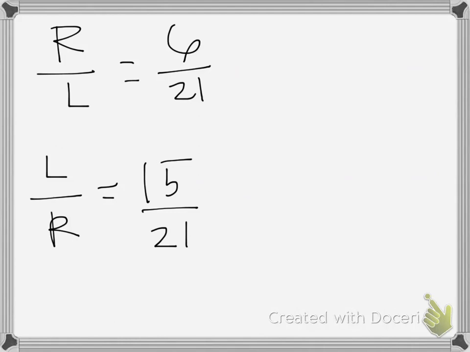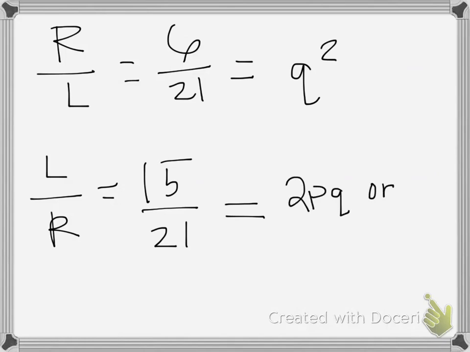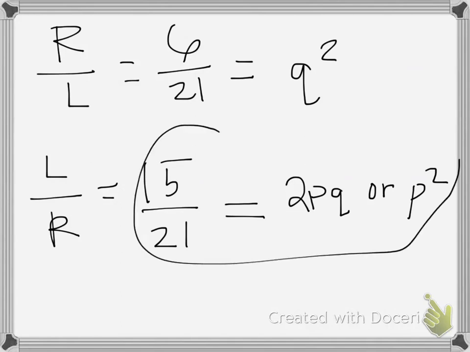So, okay, these people right here, this 6 out of 21, they have got to be what genotype? They got to be q squared, right? If you express the recessive trait, you are q squared. Okay, these people are either what two things? They're either 2pq or p squared, which I don't know if y'all know, but I can't solve for p or q when it looks like that.